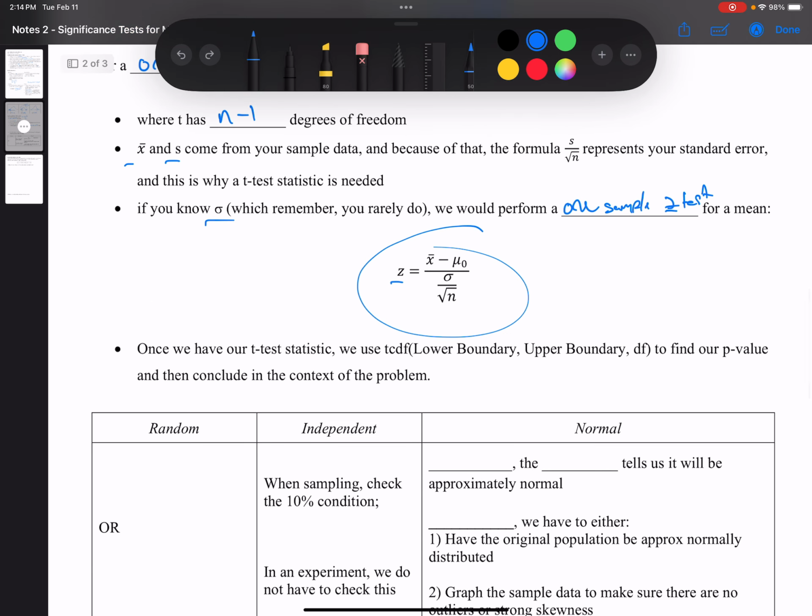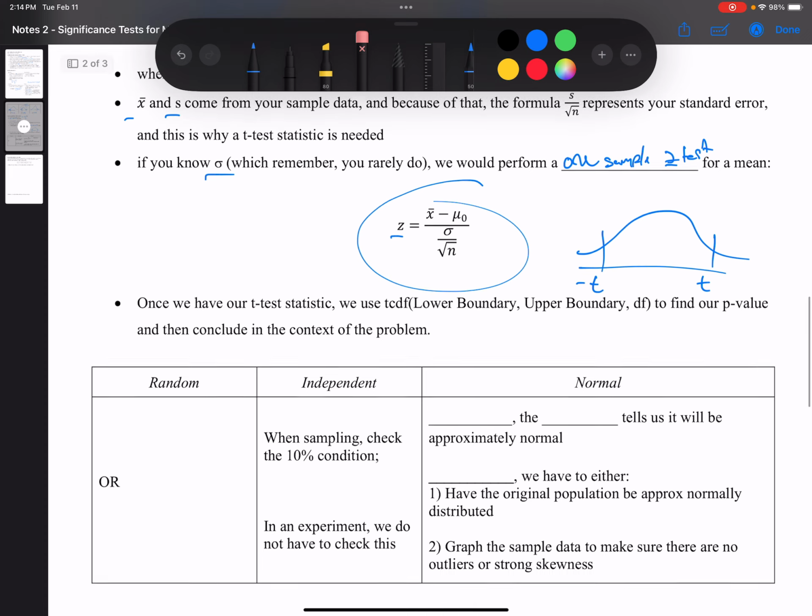And then once we have our t-statistic, of course, we will end up with a couple of t's like this. We'll have a negative t and a positive t. And we can use our calculator to find it. We can use tcdf to help us find that. We'll talk about that in just a moment.